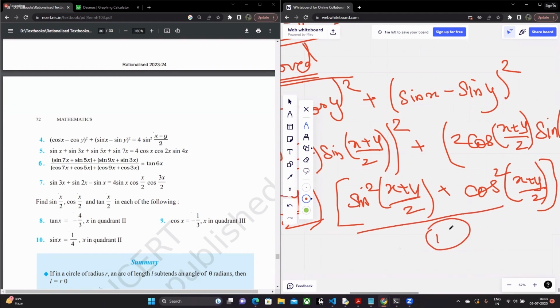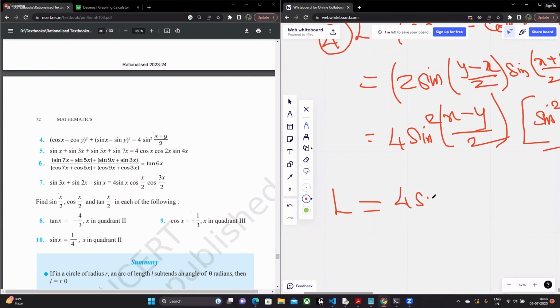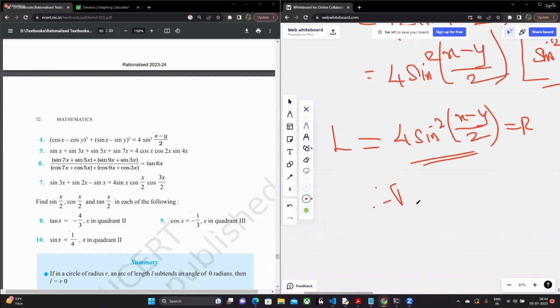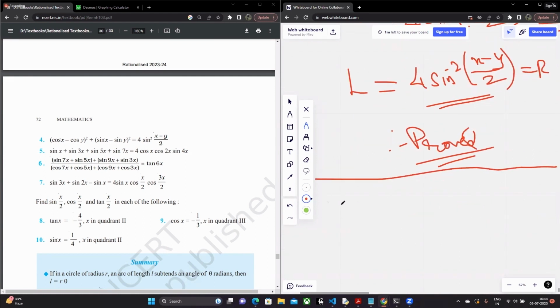which basically makes 1. And so I can state that the LHS is going to be equal to 4 sin squared of (x minus y) by 2, which is basically the RHS. Therefore, right? That's question number 4 then.